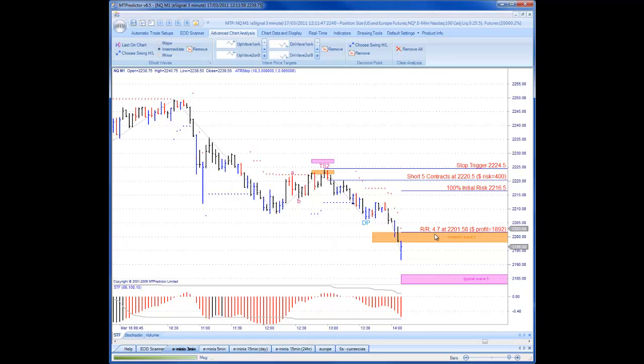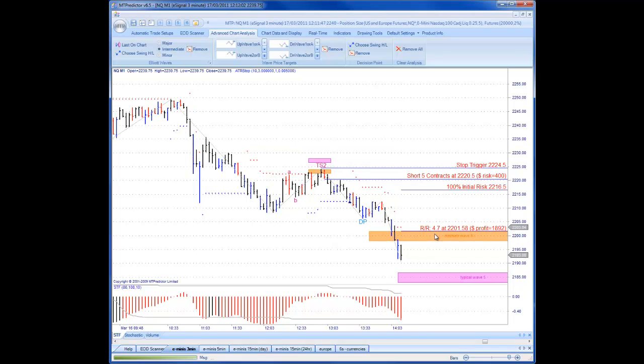So if you add that to our conservative plus 4R profits from the YM, that makes a very good day's result yesterday. Again, using completely standard and automatic trade setups in the MTPredictor software following the US eminis. So a good day yesterday.